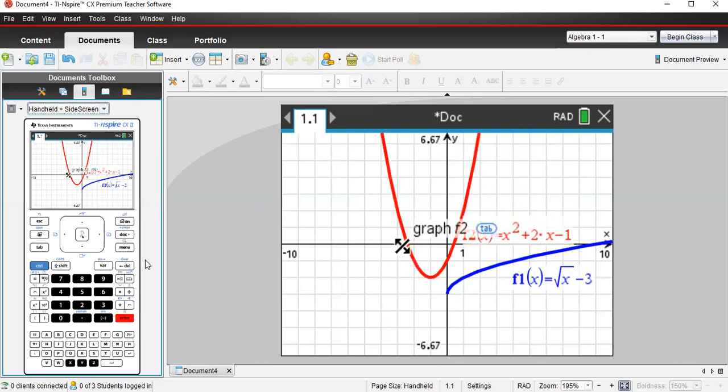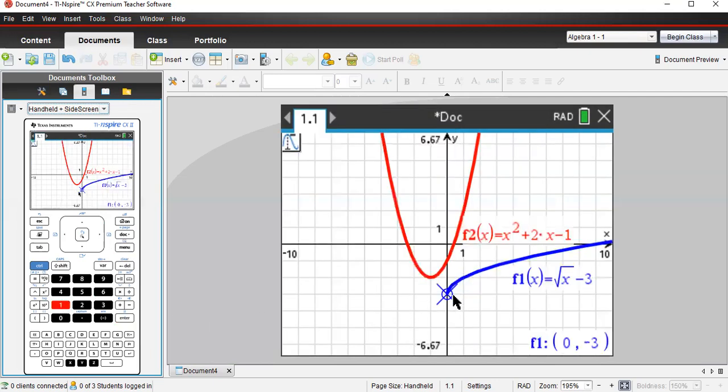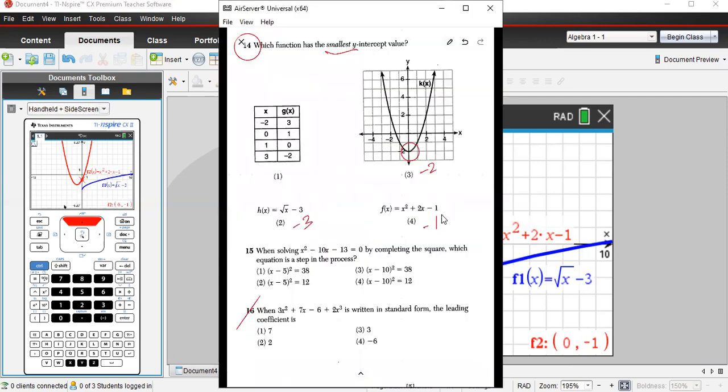If we want to find the y-intercept, all we have to do is go menu 51. It starts on the blue graph. We want to get to the red graph, so we just arrow up. And then it says the y-intercept is at 0, -1. So for f of x, the y-intercept is -1. Now let's go back to the iPad. Okay, I've written down the y-intercept for all three of these functions.